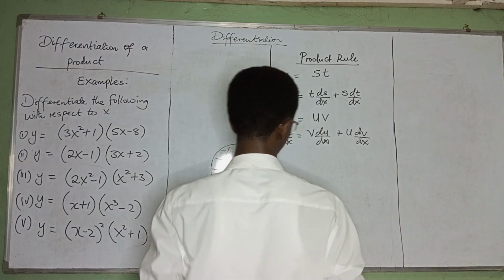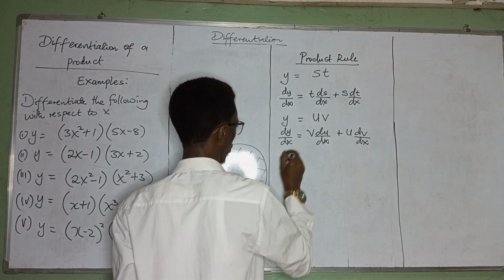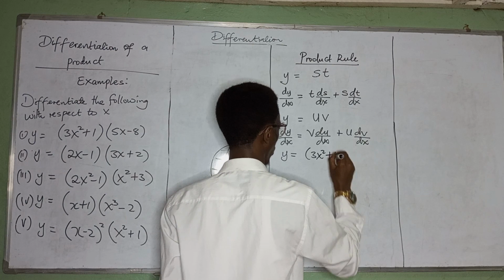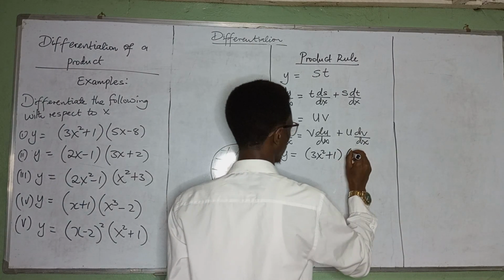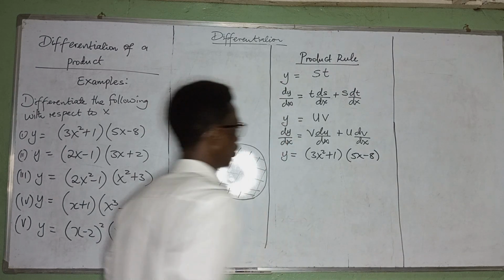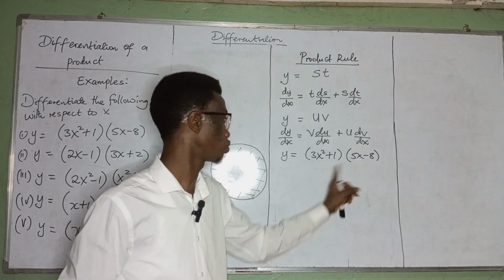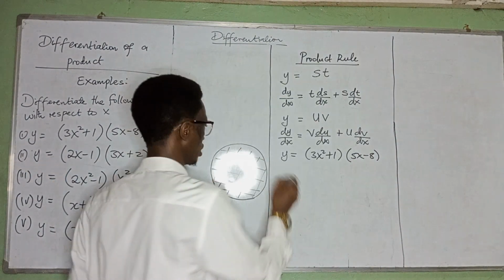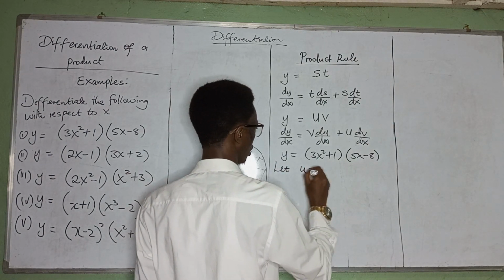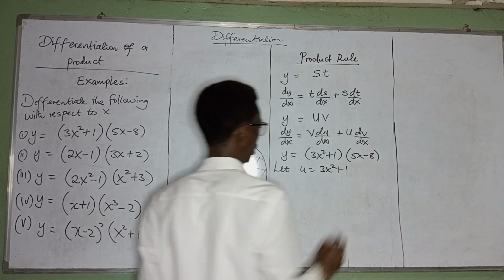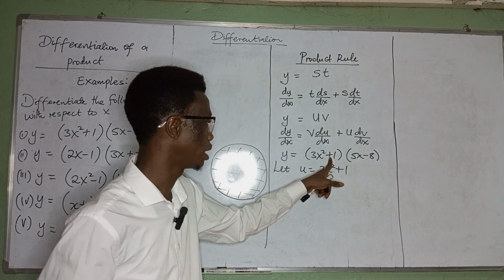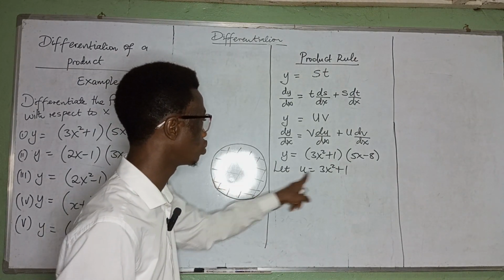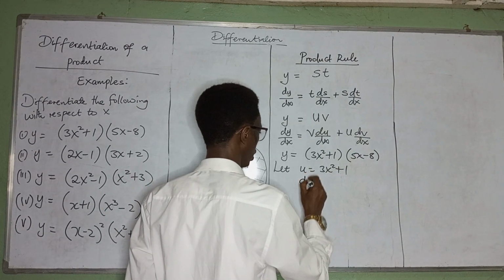So let's say we have this function. Let's start with question 1, which is y equals (3x squared plus 1)(5x minus 8). Depending on whatever letters you want to assume, one bracket is going to be one of the letters. So let u equal 3x squared plus 1, and let this other one be v, or whatever other letter you think of. Now you want to differentiate u with respect to x.